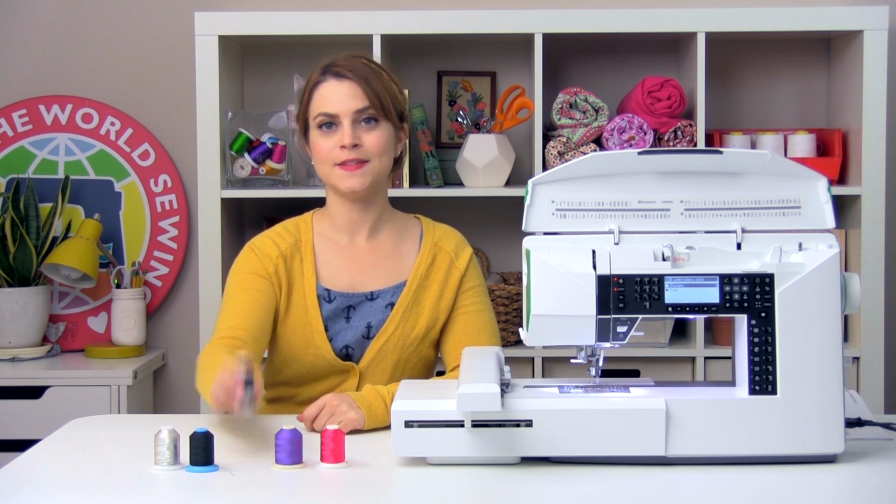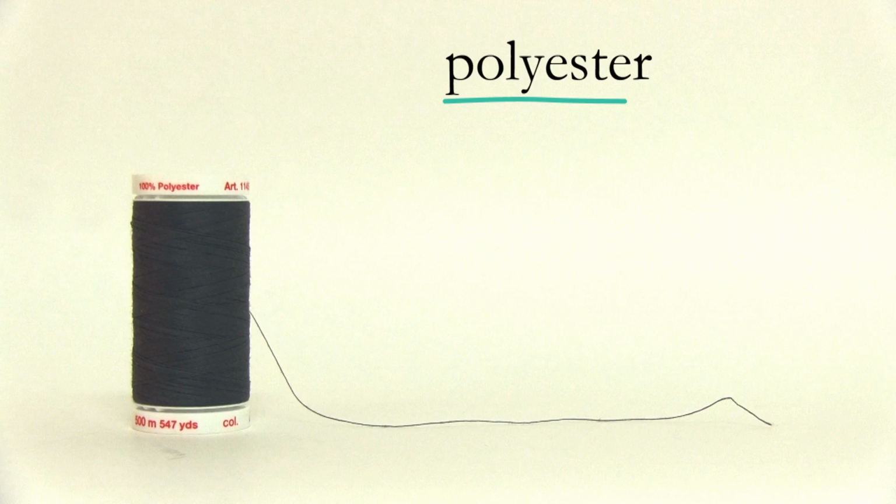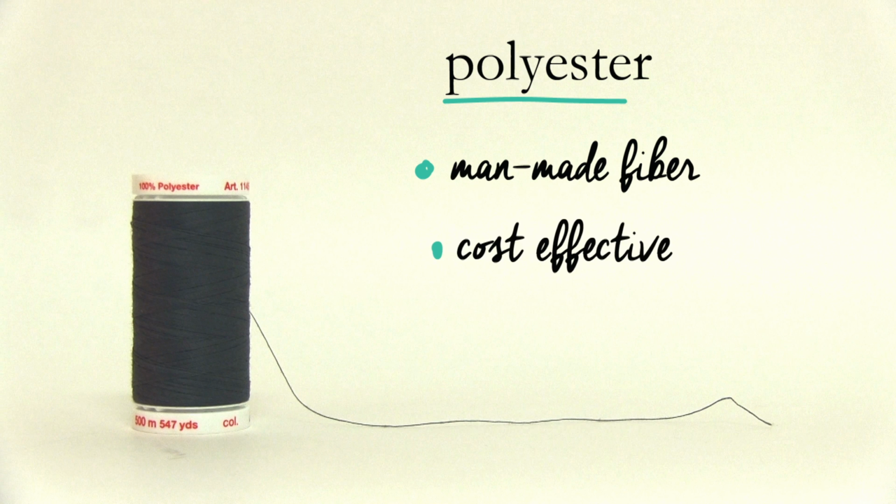Another thread choice is polyester. Polyester is a man-made fiber. This is a good choice when cost is a concern. It's a little more cost-effective than natural fibers like rayon or cotton. It's also more color-fast, so it's a good choice when you're embroidering sports jerseys or kids' clothes or anything that's going to get washed a lot.